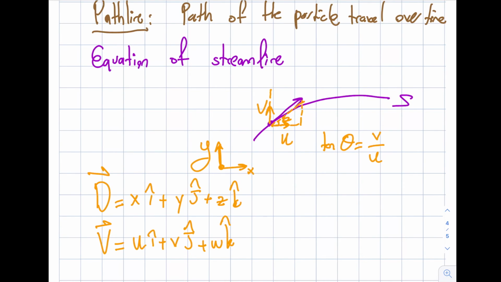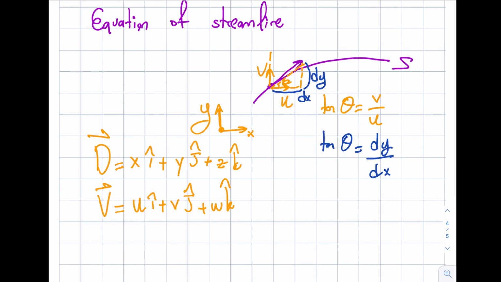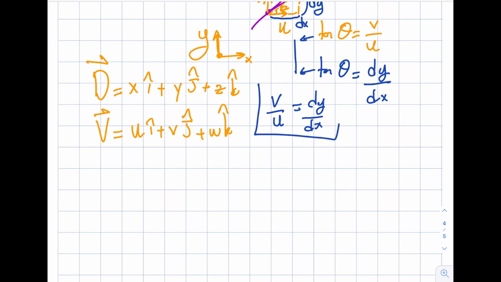But take a look at it in here. I'm actually doing a differential analysis over here. This distance can be dx, this can be dy. And if I want to write the same tangent of the angle, tangent of theta, it will be dy over dx, right? From this blue font. These two are the same, so I will simply equate them to each other. Then v over u will be equal to dy over dx. So this will be the equation of the streamline. Sometimes I see the inverse being used as well: u over v equals dx over dy. That's fine. It's just the inverse of it, right?